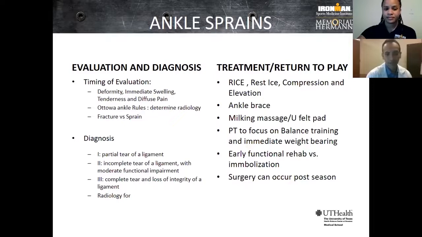The diagnosis, once again, we grade them like we do most things in orthopedics, grade 1 being not so bad, partial tearing, grade 3 being complete, and grade 2 being somewhere in between. And the treatment is like all sprains: rest, ice, compression, elevation, ankle brace, the milking massage, and I think Leslie will talk a little about some of the PT that goes along with it.